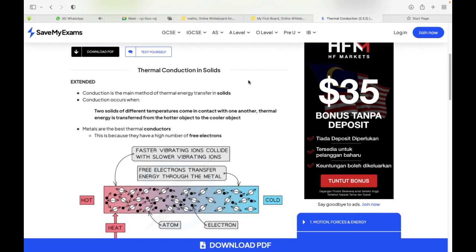Conduction usually happens when two solids of different temperature come in contact with one another.